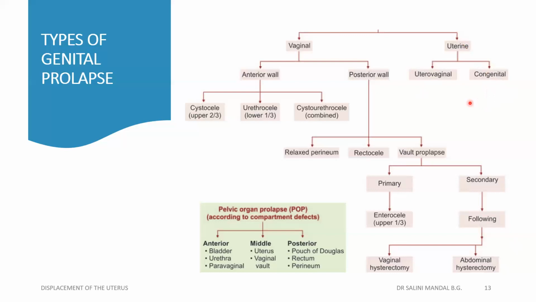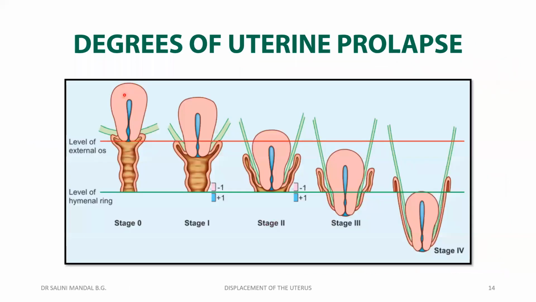That is why even the congenital uterine prolapse is otherwise termed a nulliparous prolapse. So this was a little detail about the vaginal prolapse and the uterine prolapse. So basically, types of genital prolapse. Now coming to the next one, the degree of uterine prolapse. Very important one. We have to keep note of this particular diagram which is given over here.